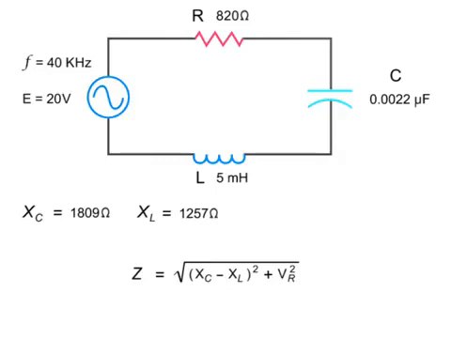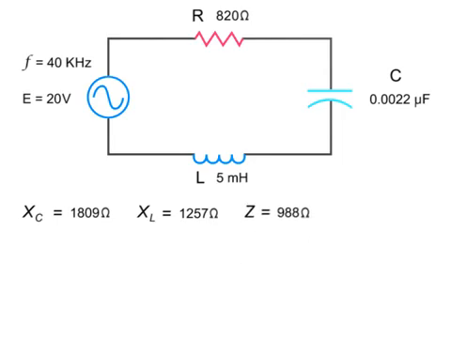To calculate the total impedance of the circuit, take the square root of the capacitive reactance minus the inductive reactance, squared. Add to this the resistance of the resistor squared. Thus, taking the square root of 1,809 ohms minus 1,257 ohms squared plus 820 ohms squared gives you 988 ohms.